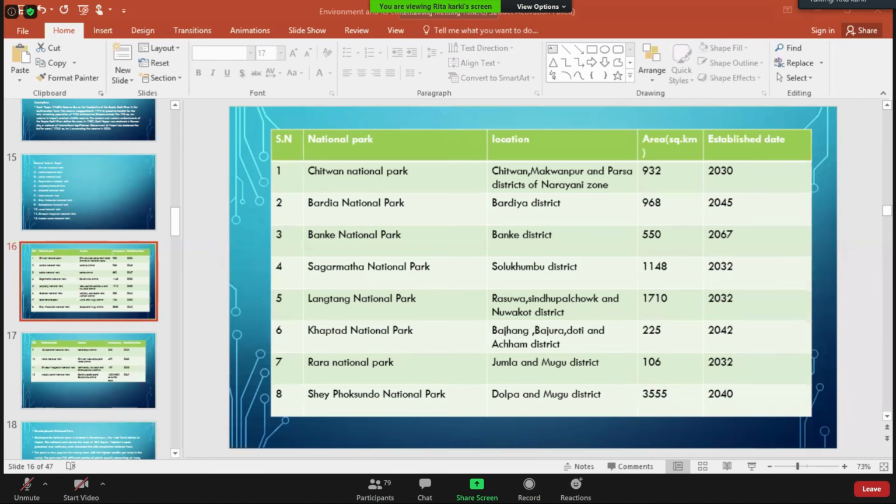Whenever a larger number of tourists visit these regions, one of the attractions is the Tharu culture and Tharu traditions that can be seen in both of these national parks, whether it is Chitwan National Park or Bardia National Park.